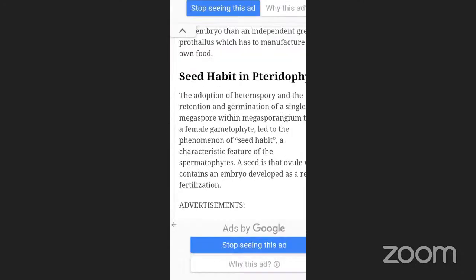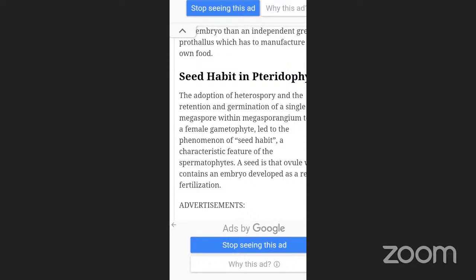So in the microsporangium, the number of microspores produced is many, if not numerous, whereas in the megasporangium a limited number of megaspores are produced. The usual number of megaspores is either 4 or 1. In Selaginella, 8 megaspores are found, whereas in Selaginella rupestris and monospora only one megaspore is found.